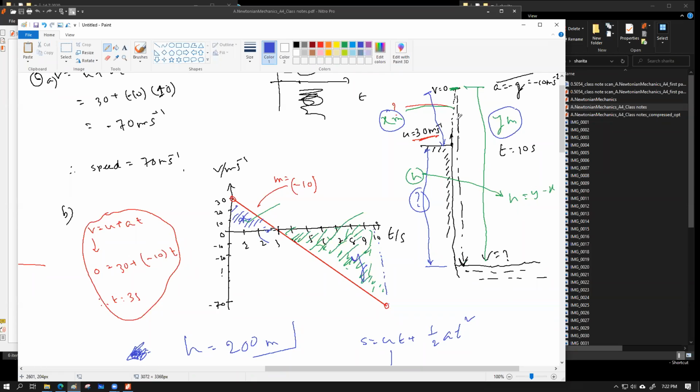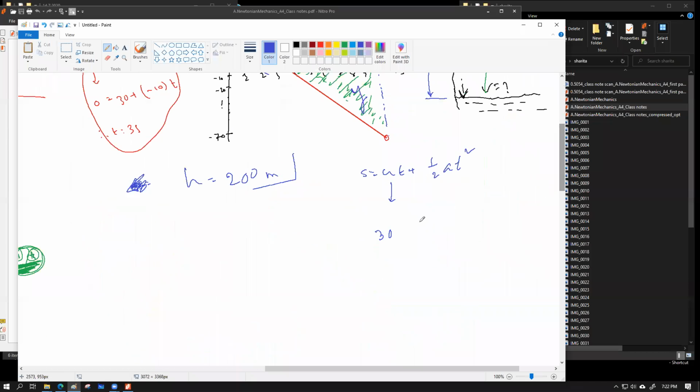But if we apply the math for the entire duration of 10 seconds, we can calculate that number directly. Let me show you, and then I can convince you of this fact. Plus half into minus 10 into 10 square.